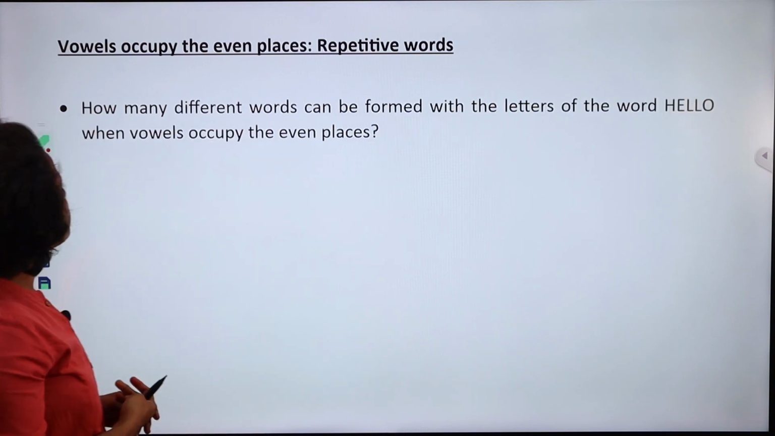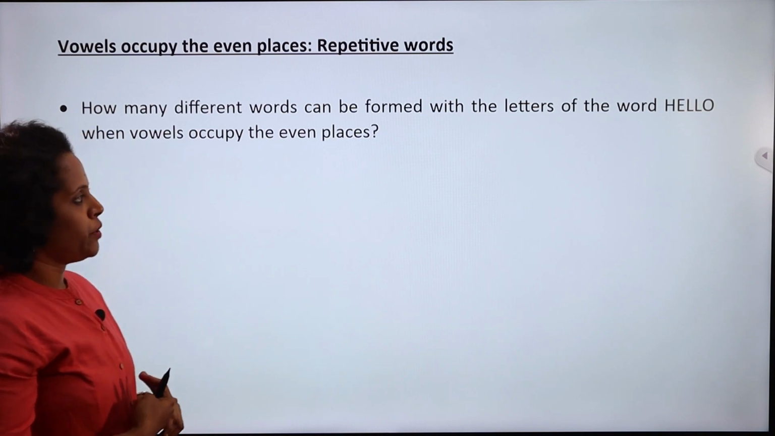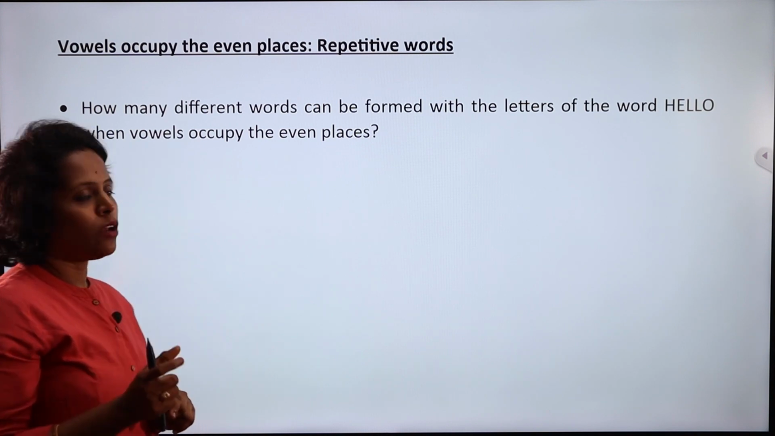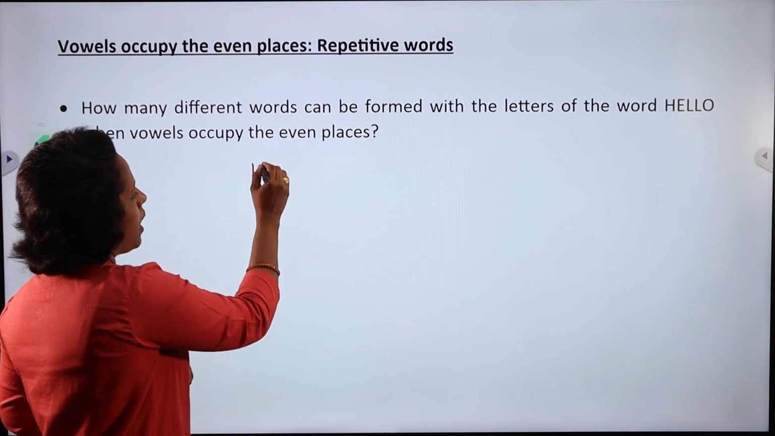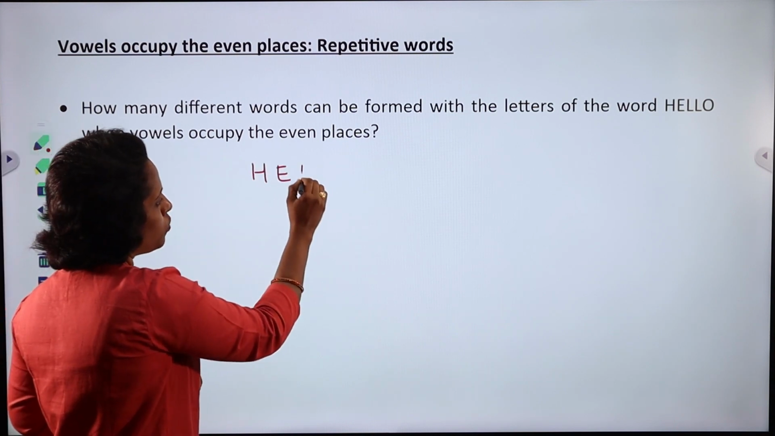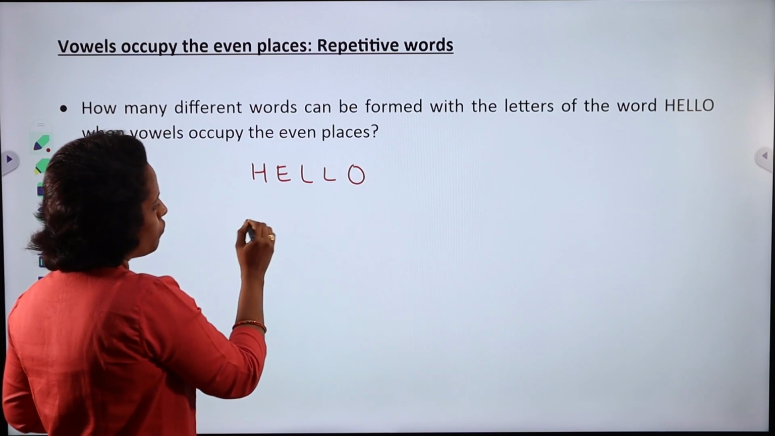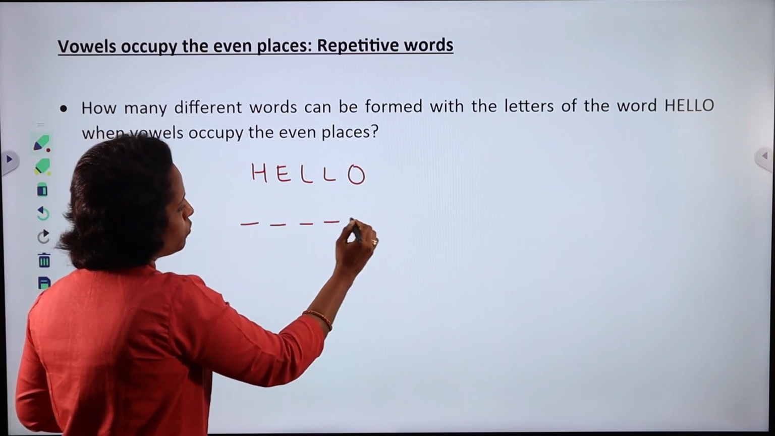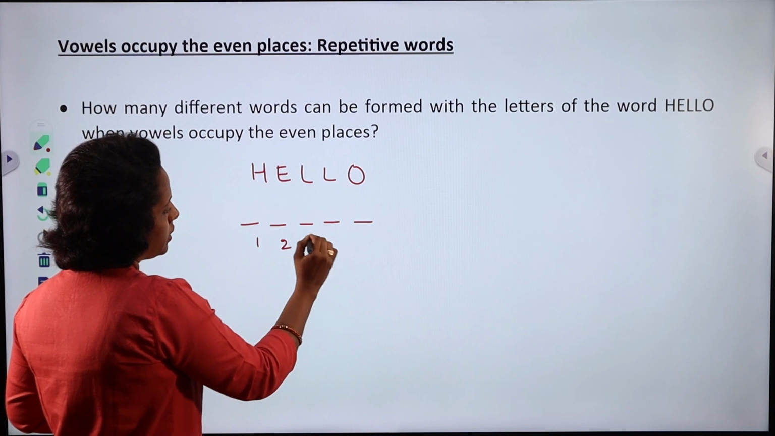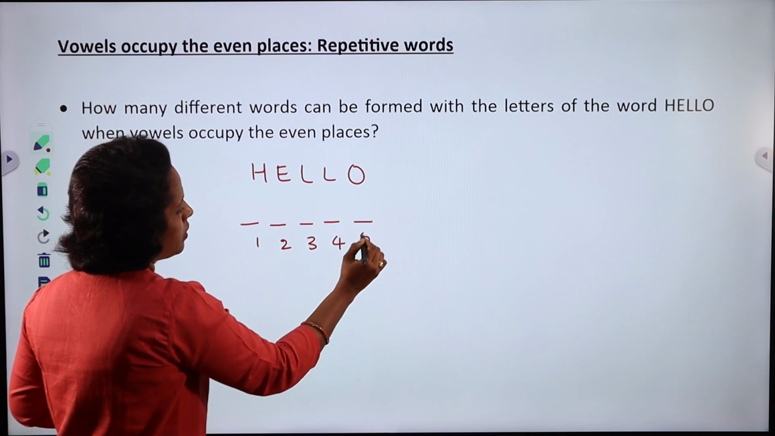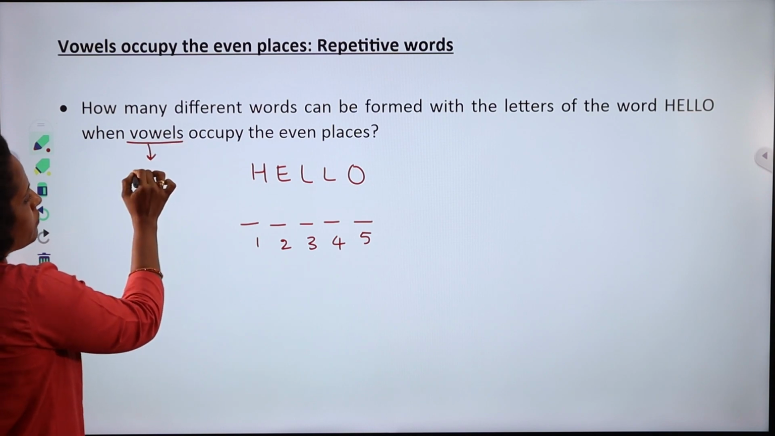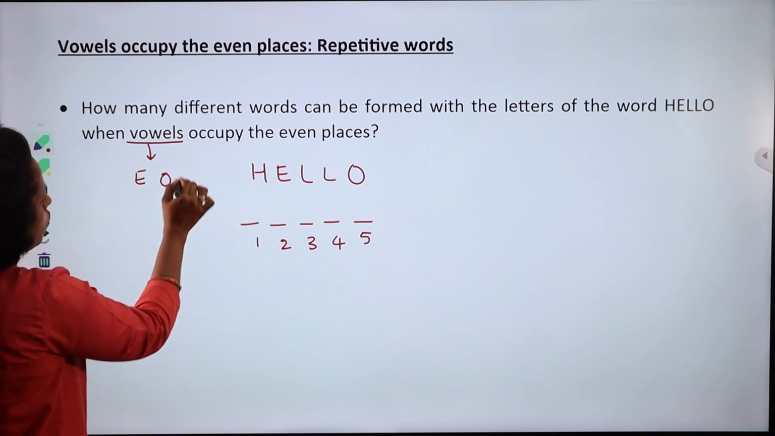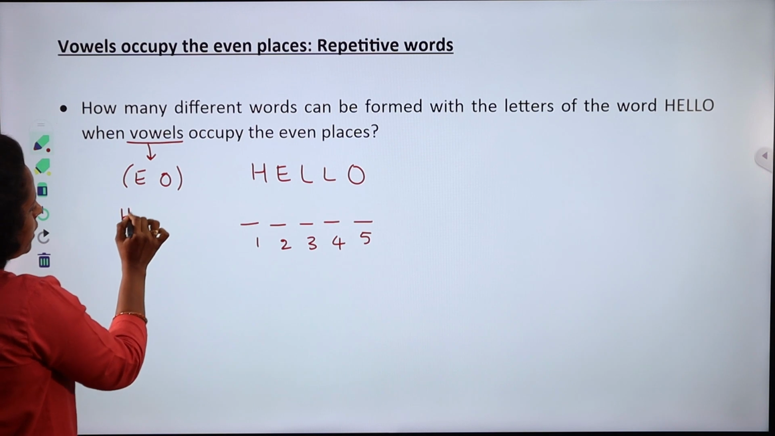The next question. How many different words can be formed with the letters of the word HELLO when vowels occupy the even places? Our word is HELLO, 1, 2, 3, 4, 5. It is a 5-letter word. I am numbering the places. What is the question? Vowels. What are the vowels? E and O.